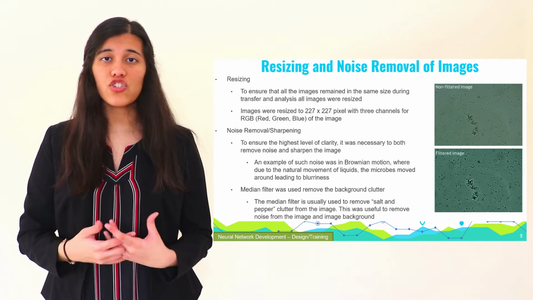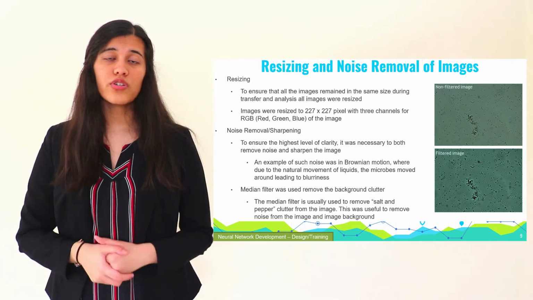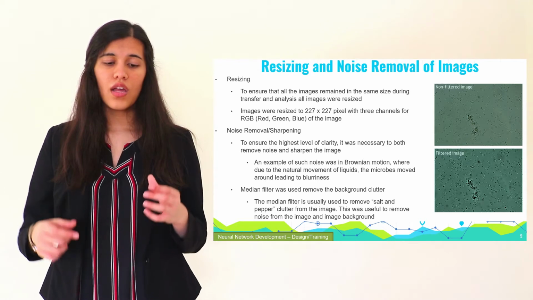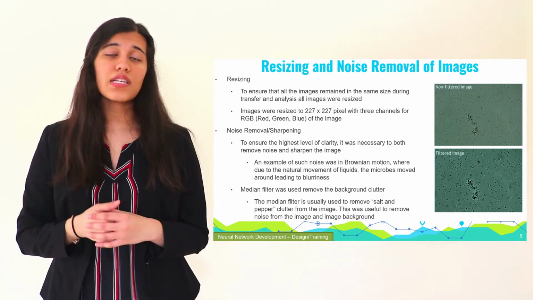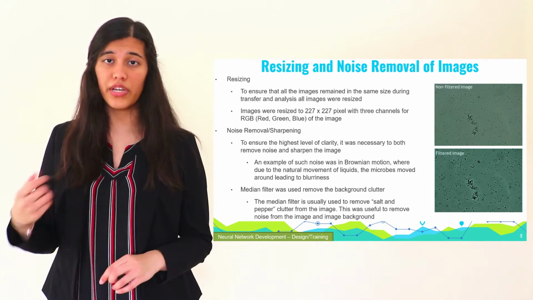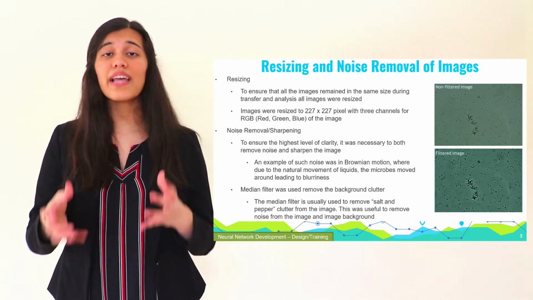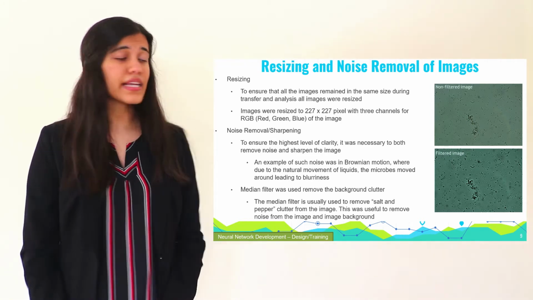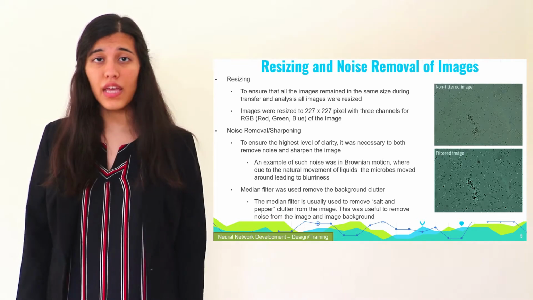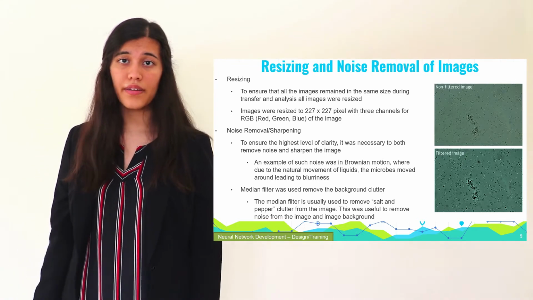One example of such noise would be Brownian motion, where due to the natural tendency of liquids, the water would move, thus causing the microbes to move and leading to blurry images. I wanted to ensure the highest level of clarity possible, and here you can see a before and after of the images once the filter was applied.